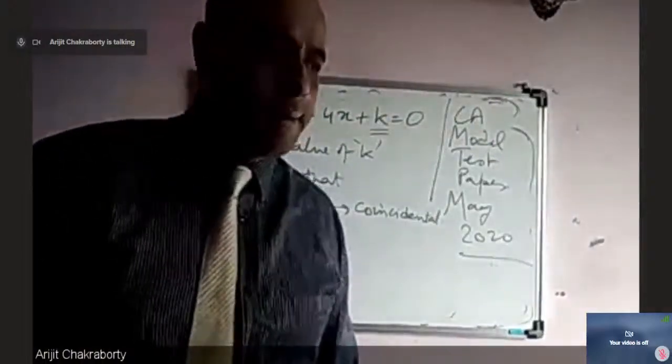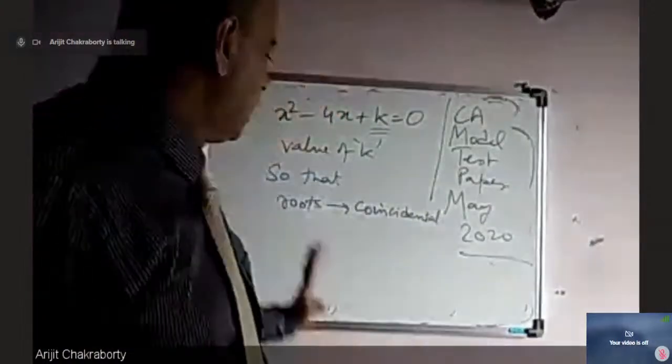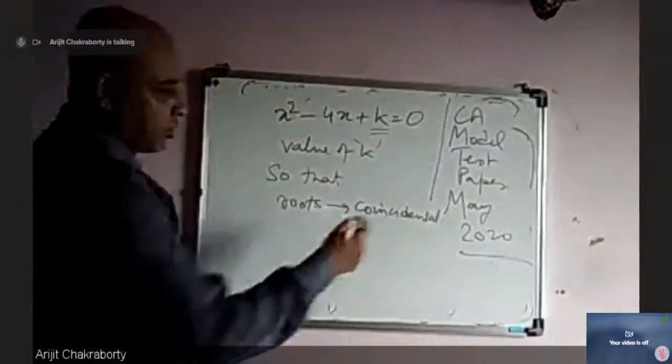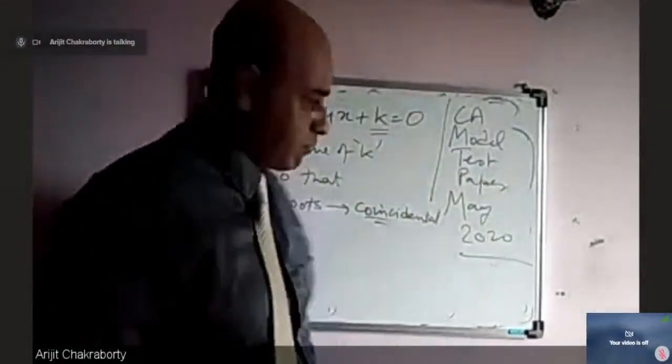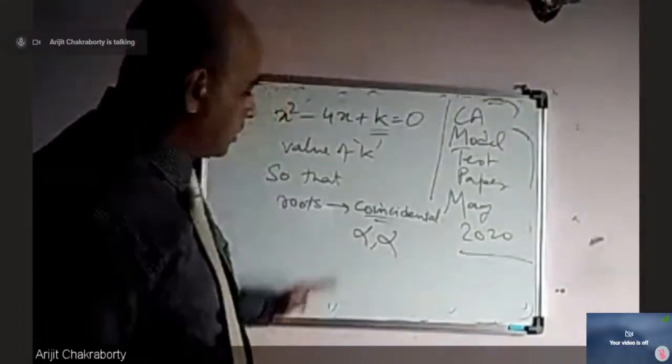Very simple, right? Options are given, but this is very simple. If the roots are same, that means coincidental means identical, same. So alpha and alpha, okay, same root. That means what?